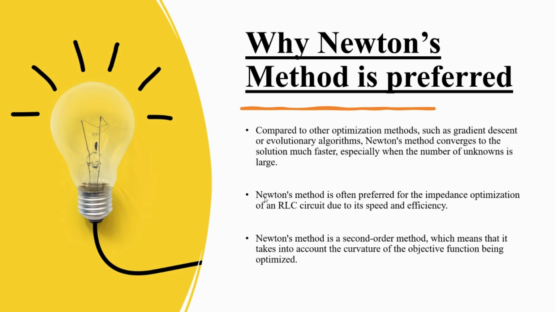Next, why is Newton's method preferred for solving this problem? Compared to other optimization methods such as gradient descent or evolutionary algorithms, Newton's method converges to the solution much faster, especially when the number of unknowns is large. Newton's method is often preferred for impedance optimization of an RLC circuit due to its speed and efficiency. Newton's method is a second order method, which means that it takes into account the curvature of the objective function being optimized.